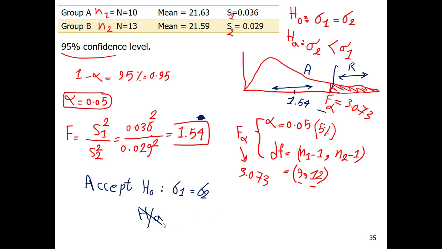We reject the alternative hypothesis. We reject that the precision in the second group is less than the first group, or that the precision has decreased. We don't accept this, we reject this. We accept the null hypothesis and we reject this one.